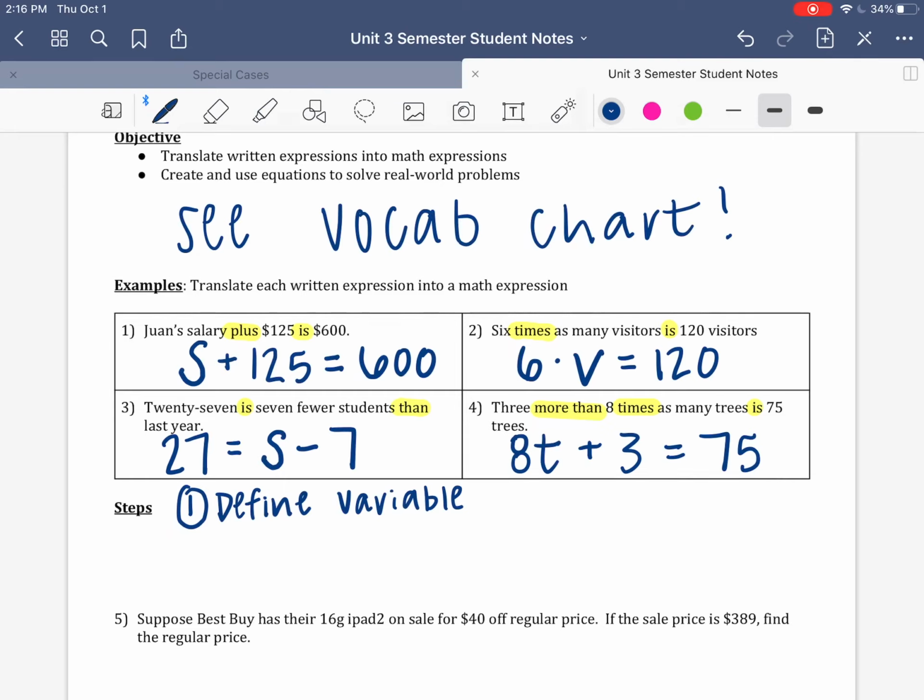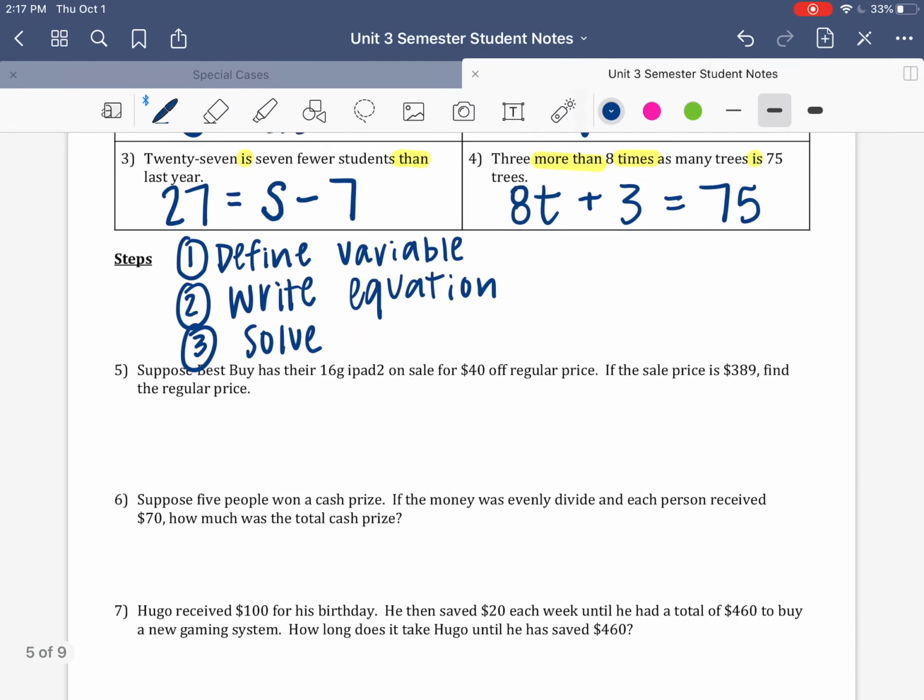So tell me what letter you're using and what does it represent. The second step would be to write the equation. And the third step would be to actually solve. So we've got a couple of examples for you.